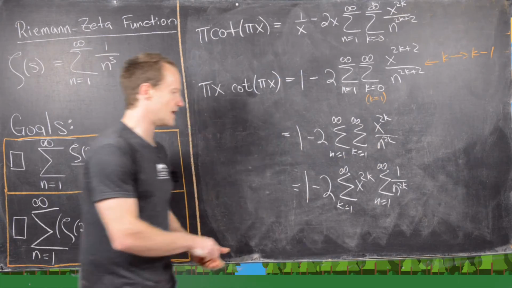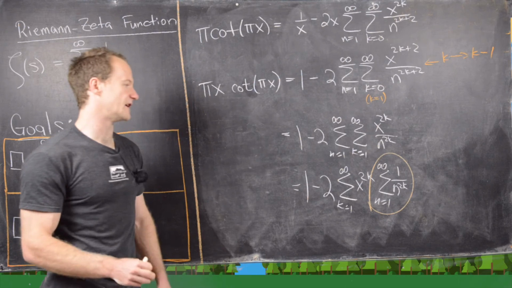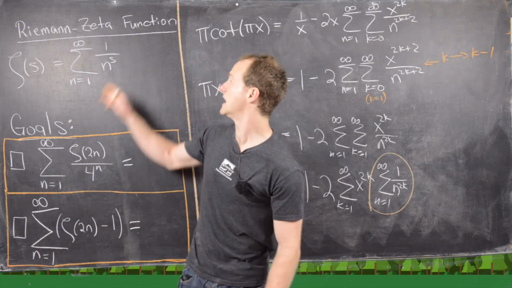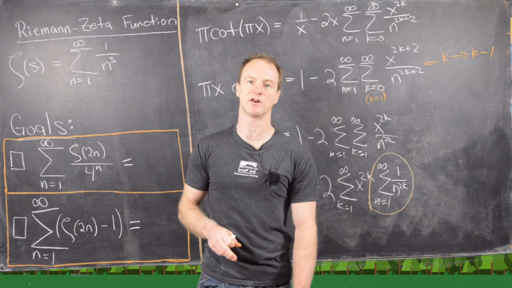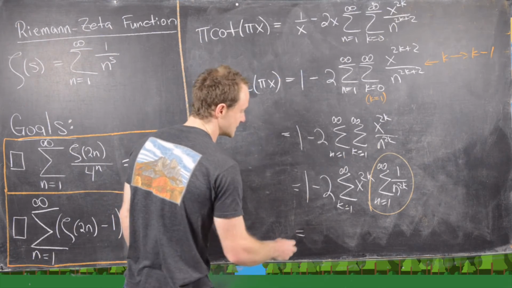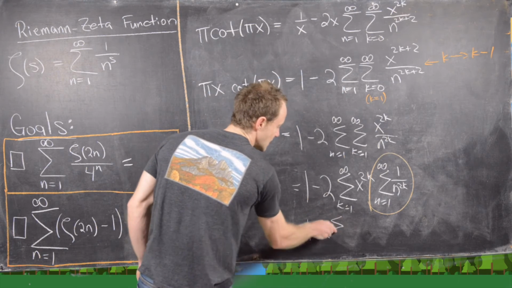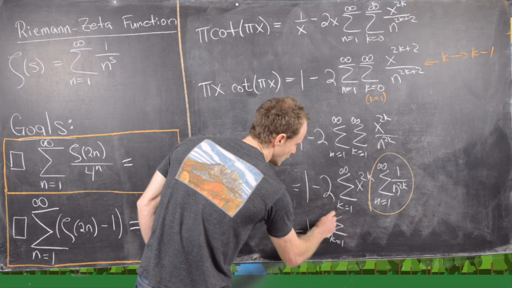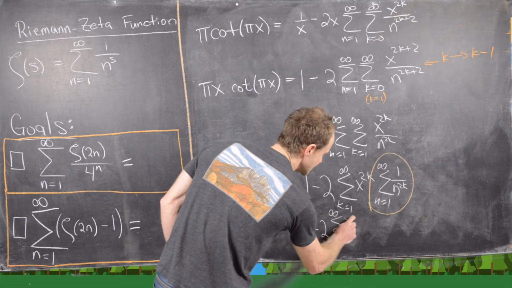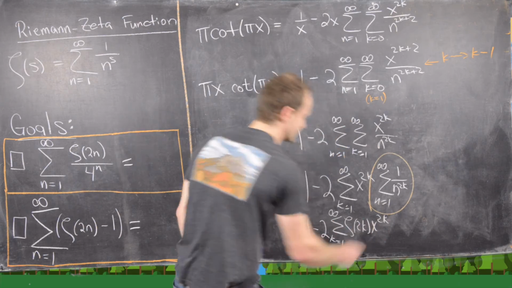Okay, great. But now notice what that is. This sum n equals 1 to infinity of 1 over n to the 2k is exactly this Riemann zeta function evaluated at 2k. So that gives us this very beautiful formula that we have 1 minus 2 times the sum k equals 1 to infinity of zeta of 2k x to the 2k.